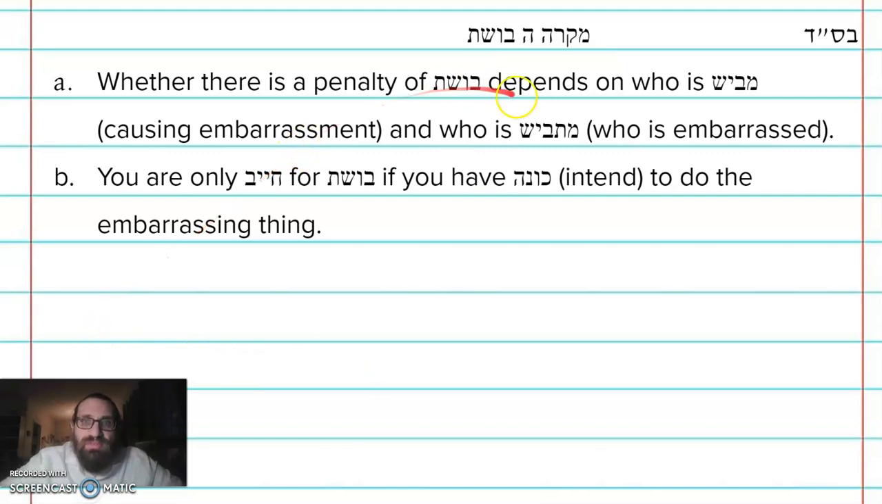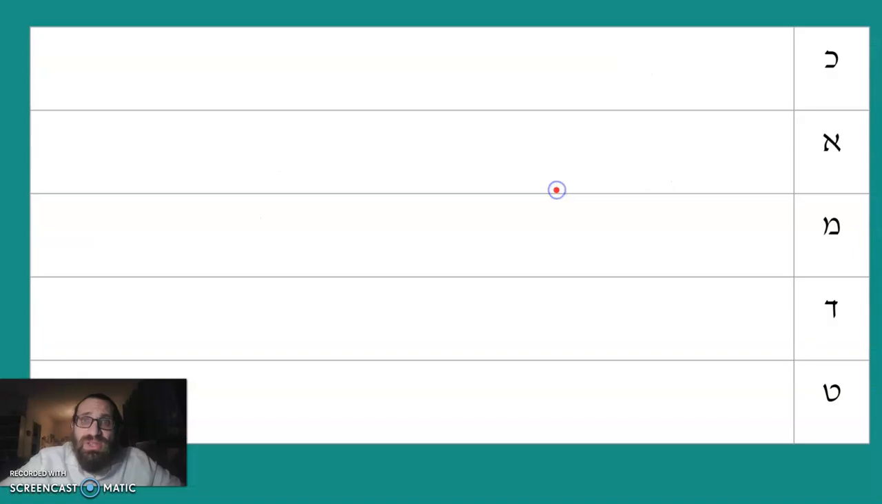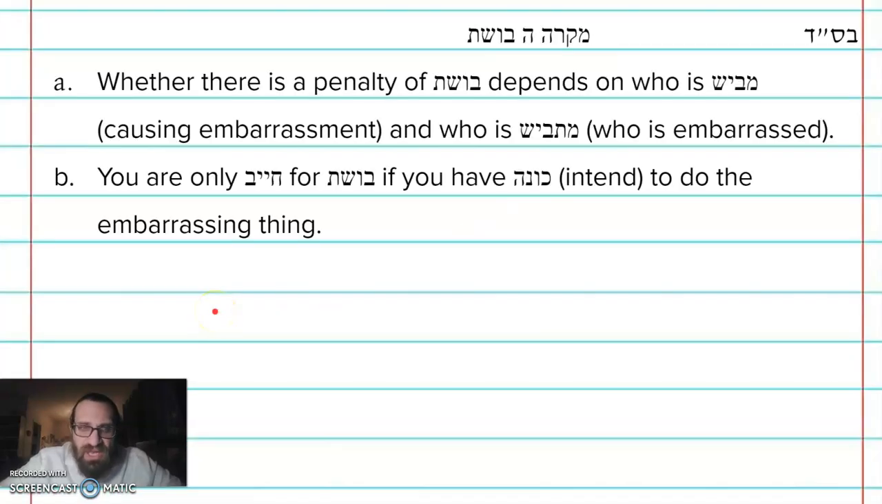Right? The penalty of boshet depends on who is causing the embarrassment and who is embarrassed. And you're only chayav if you have kavana, you intended to do the embarrassing thing. Those are those five. And yeah, you're ready to really go through and apply this Mishnah. Yishkach.